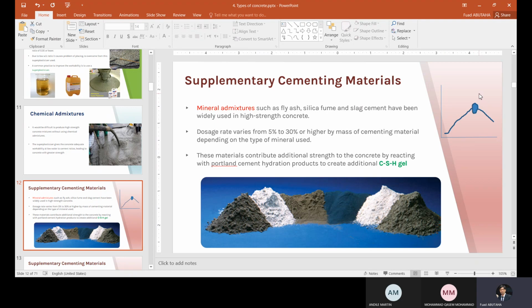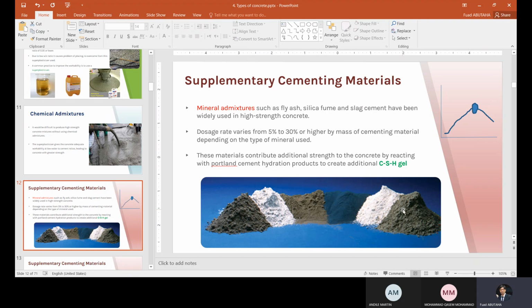I need 40, I need 45, 50, 60 megapascal. How can I improve it? I cannot simply add more cement, because at some point the addition of cement is no longer effective on the strength development of concrete. So how can I keep achieving higher strength than the limit of the cement contents? One of the methods is by reducing the water cement ratio. Another method is using mineral admixtures.